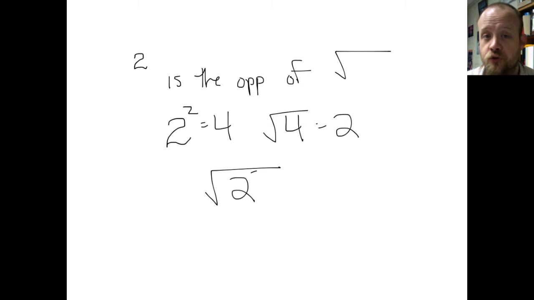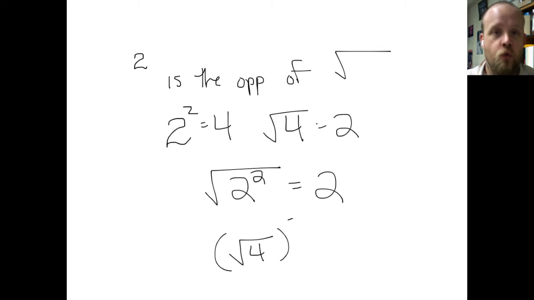So the square root of 2 squared is just 2. Once again, they're canceling each other out. The square root of 4 squared is still just 4. So once again, they're just canceling each other out. That's really key to remember, especially when we get to solving equations that involve radicals.